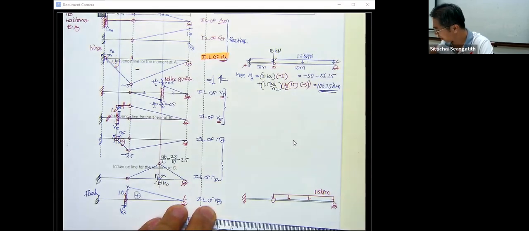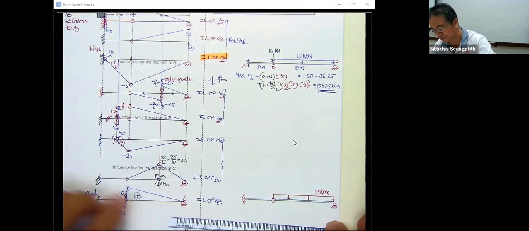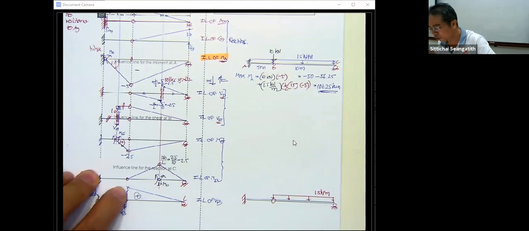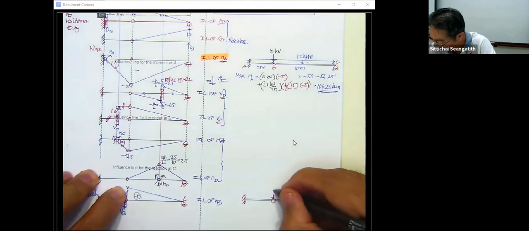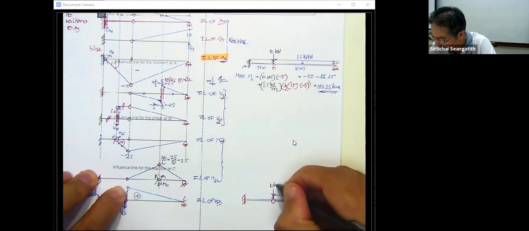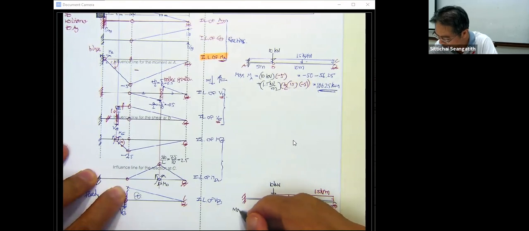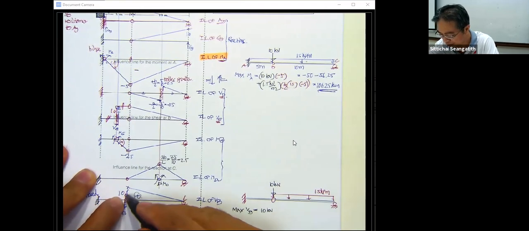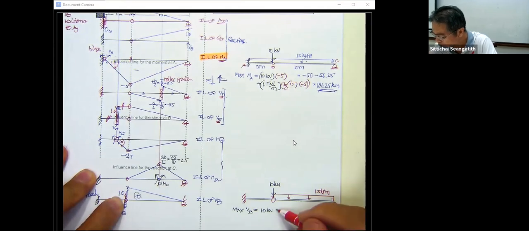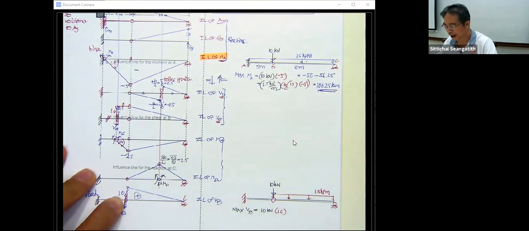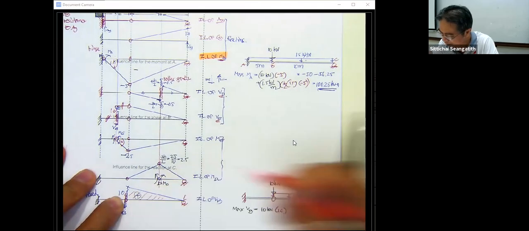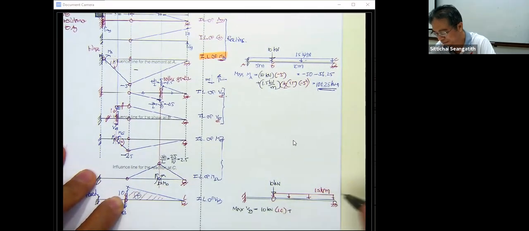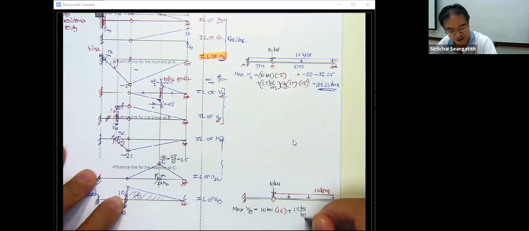It's going to act at the point of maximum coordinate. The maximum coordinate is here. So this is going to be the point of 10 kilonewton. And then we have maximum of V sub B equal to 10 kilonewton, and this 10 kilonewton times this one times 1.2. And then the area here, we're going to have this 1.5, plus, they are positive, plus 1.5 kilonewton per meter.